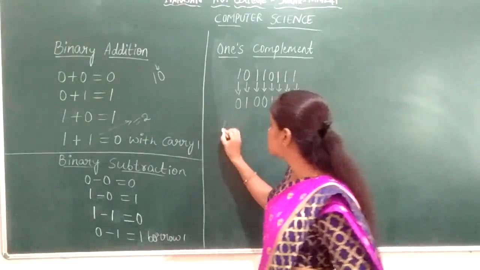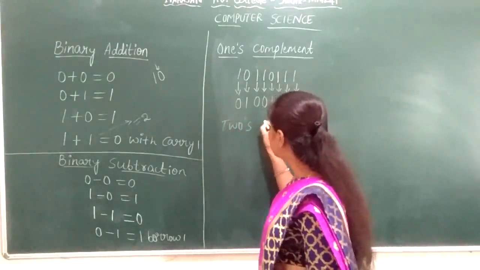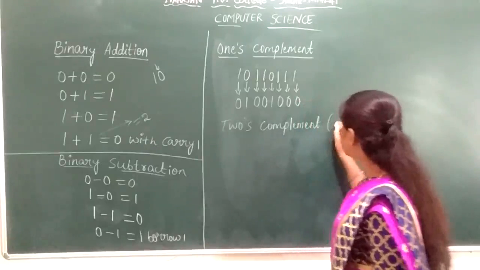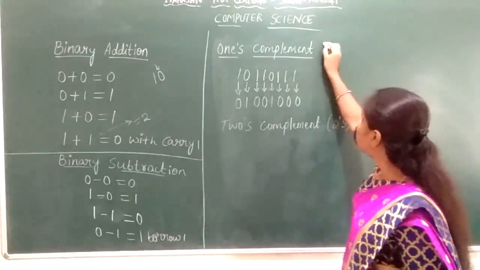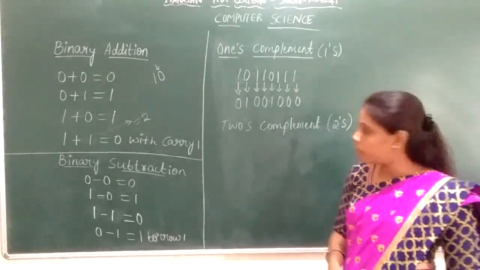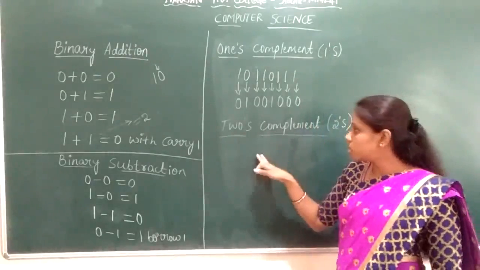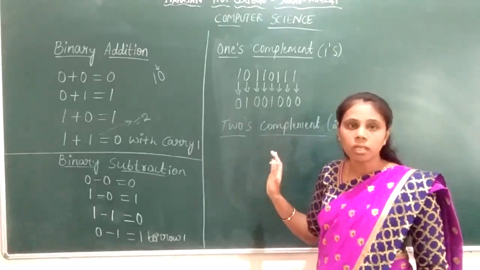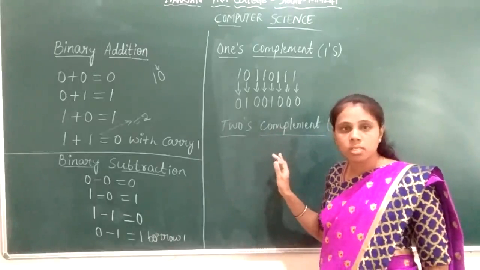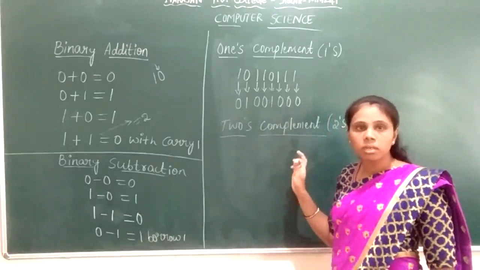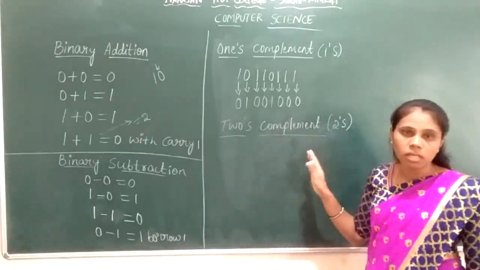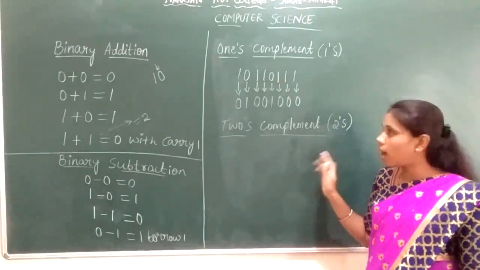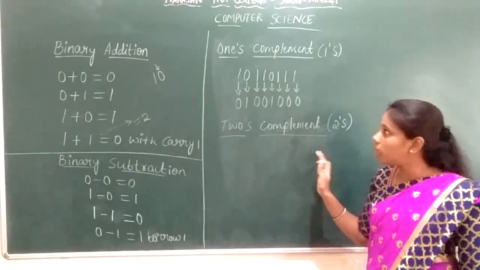Next we have discussed twos complement. This also can be written as twos complement and this can be written as ones complement. See, what is twos complement? Before converting to twos complement, you should take the ones complement of the given digits. After getting the ones complement, you need to add 1 to the least significant bit, that is your rightmost bit. For that bit you need to add 1 to the least significant bit to get the 2's complement.